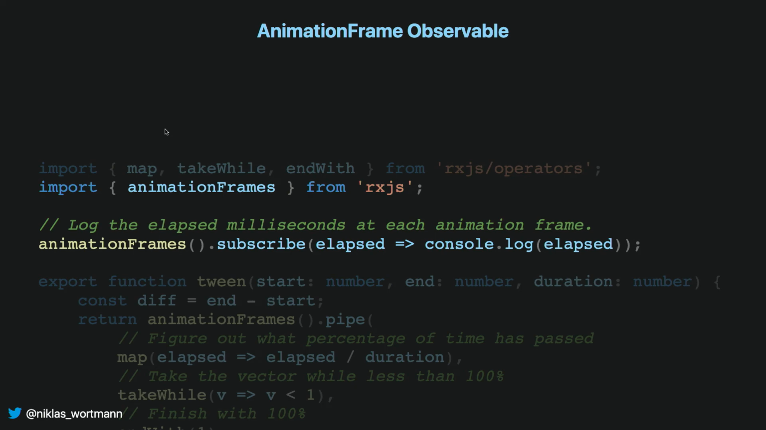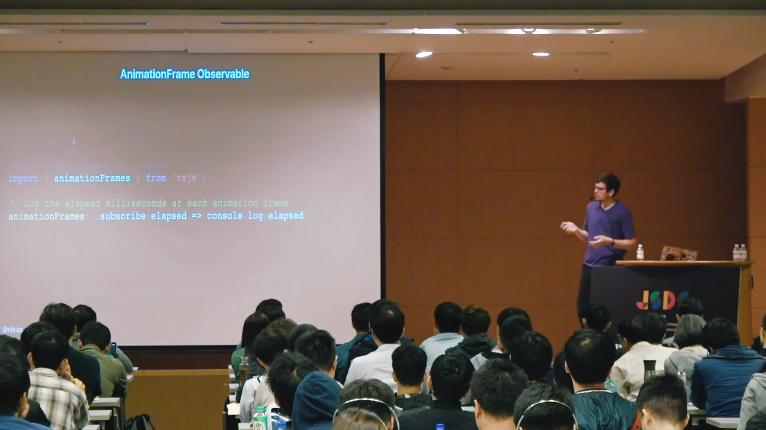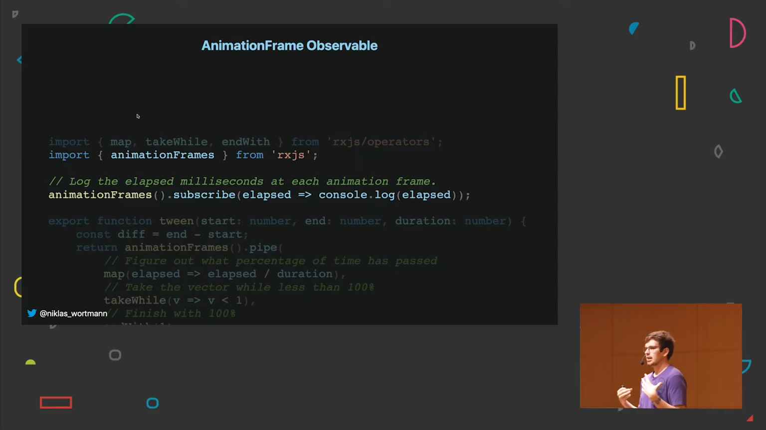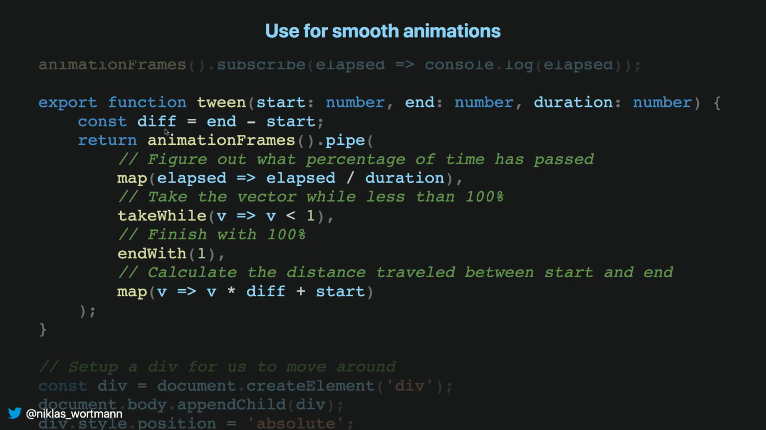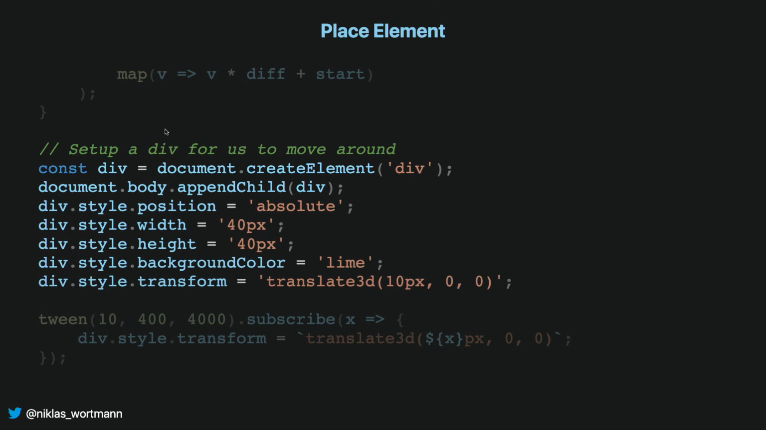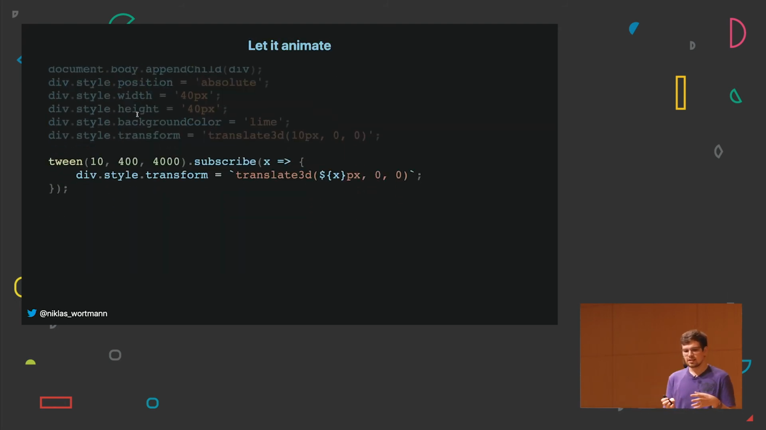We also added an animation frame observable. The animation frame observable emits values with the elapsed milliseconds in between each animation frame. And you can use that to implement beautiful and performant animations with RxJS. So I prepared some stuff, and this is also the example we're going to add to the documentation with the next version. So you can implement, for example, a tween operator, which calculates the duration from a starting point to an end point. And I added some boilerplate code to just create a div on the screen.